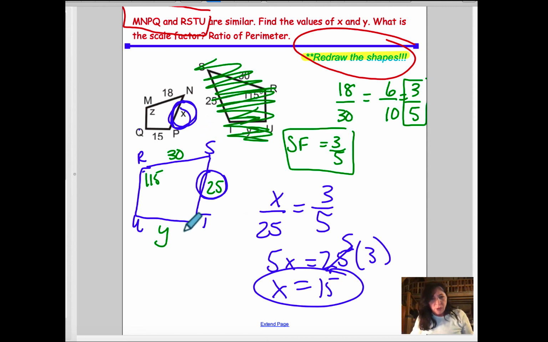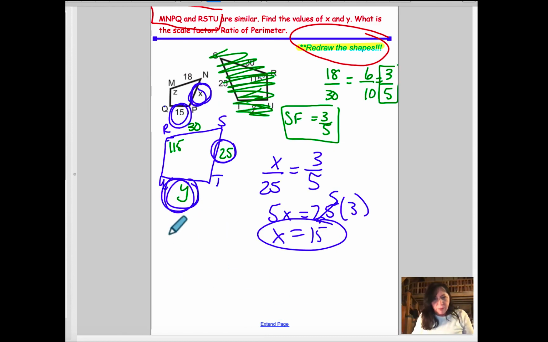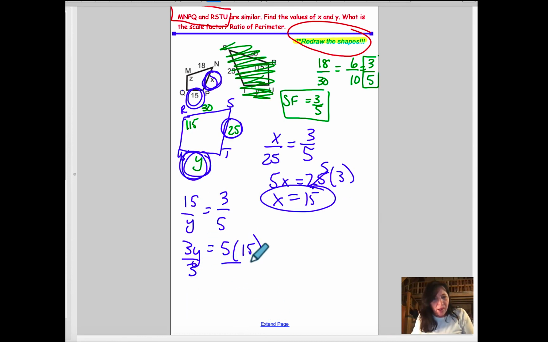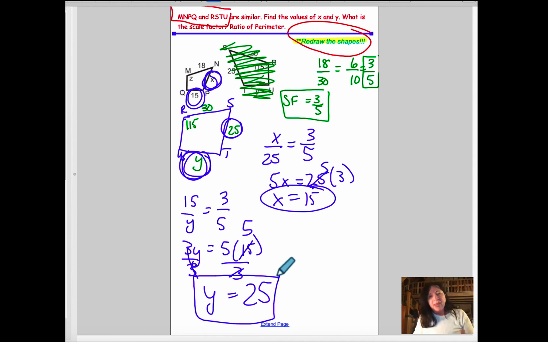Now we want to find Y. Y is down here. So we're going to go 15 is to Y. I need more room. So 15 is to Y as, and now I'm going to use my scale factor again, 3 is to 5. I'm going to cross multiply. I get 3Y is equal to 5 times 15. Then divide both sides by 3. The 3s cancel. Y is going to equal, 3 goes into 15 five times, so 5 times 5, 25. And there's my second answer.